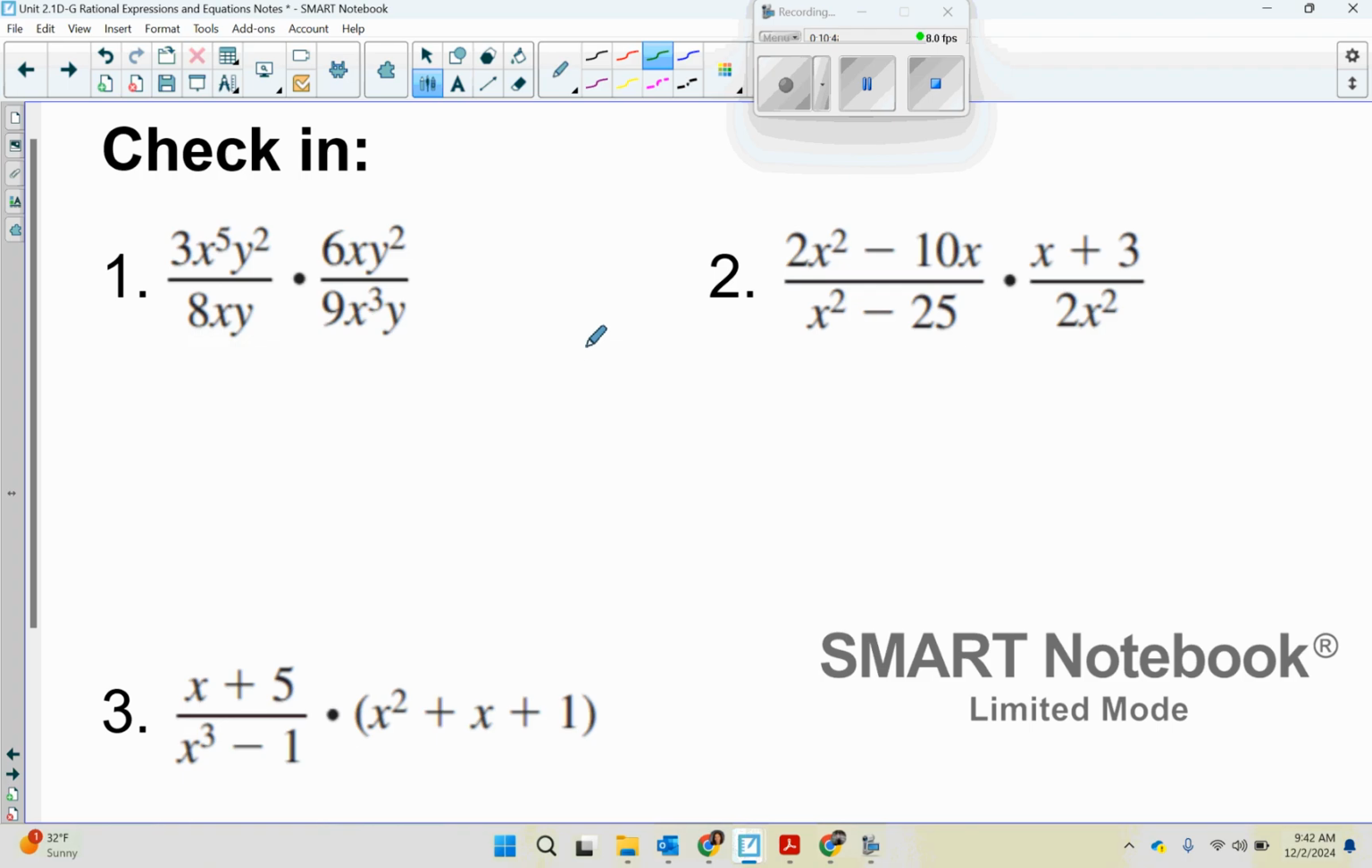I will be posting the key to these notes, so you'll see the key to the check-ins, so you can try them right now. You can pause your screen, and that way you can try these, and then check yourself with the notes that I posted. Okay? And then I'm going to move on. Remember, you can pause or stop at any point.